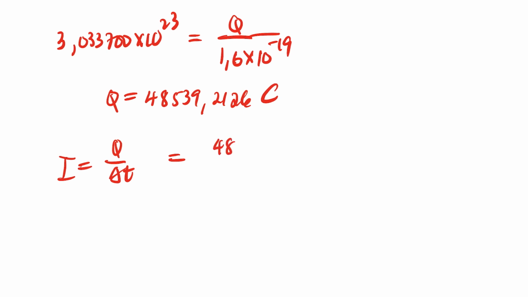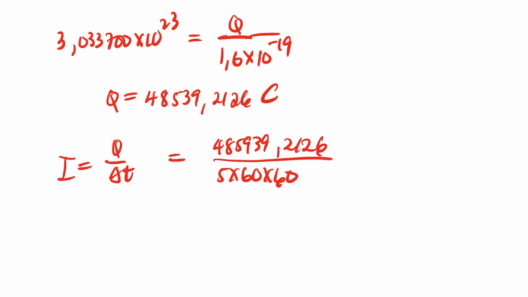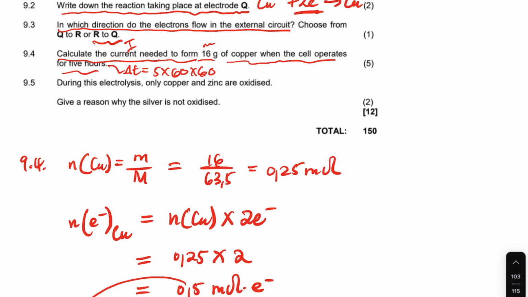And then from that we'll have I is equal to Q over change in t, which is going to be the answer divided by 5 times 60 times 60. Punching that in the calculator, the current is 2.69 amperes. That's the current that was needed there, right?